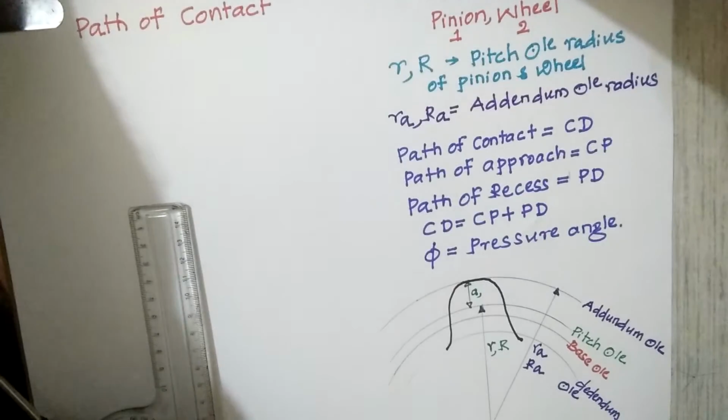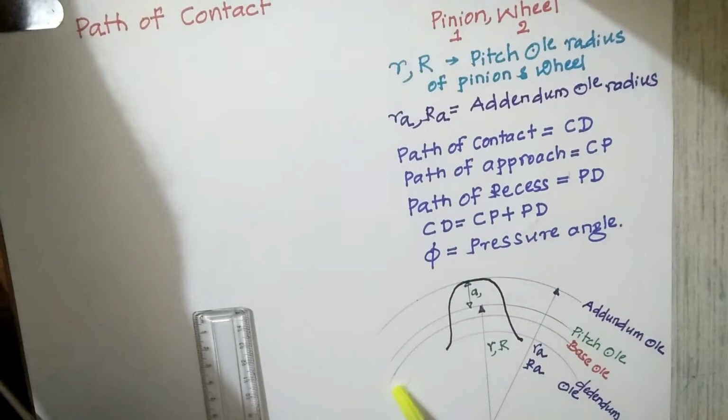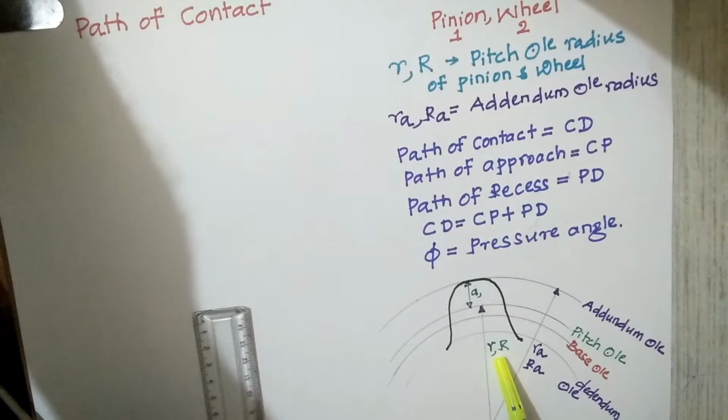Now look at this figure. I have taken a single tooth and drawn 4 circles. First, the pitch circle. The radius is small r and capital R. Small r is the radius of the pinion, and capital R is the radius of the gear or wheel.